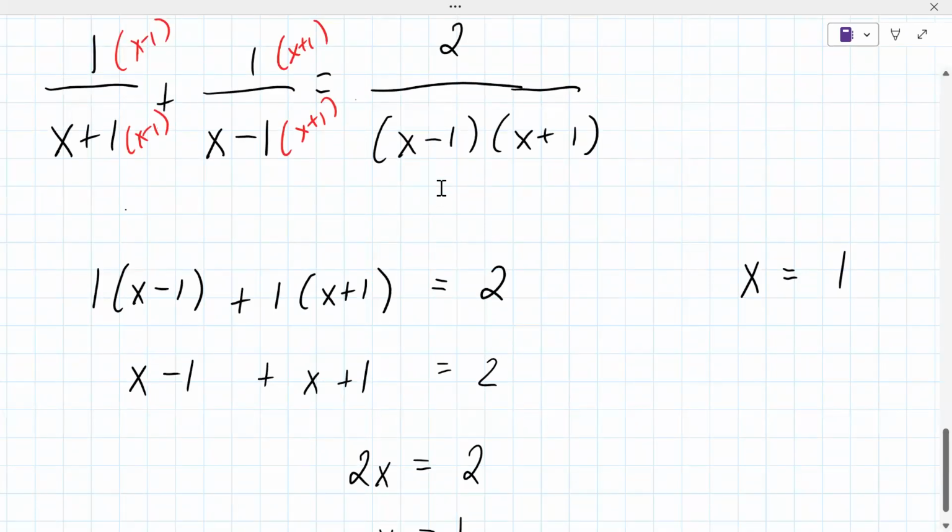Got it. Yeah, because the domain restricts it from -1 and 1. Got it. Okay, we've got plenty of time here to do more.